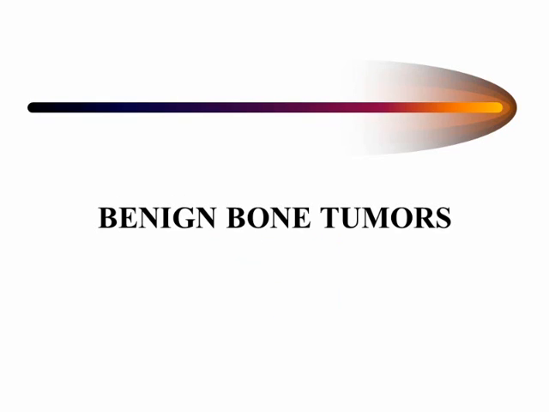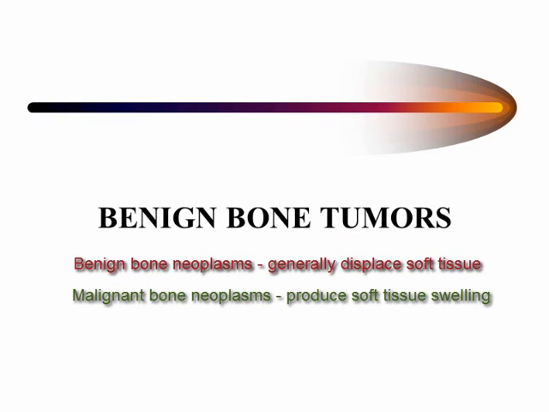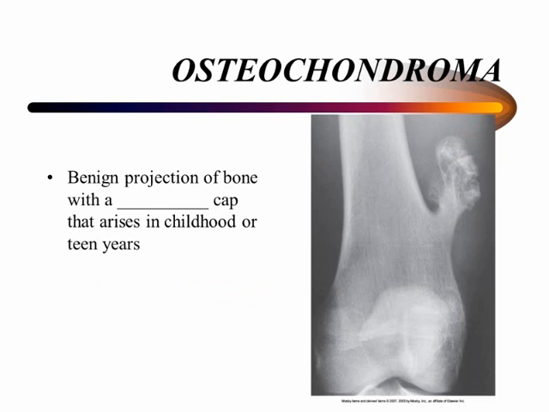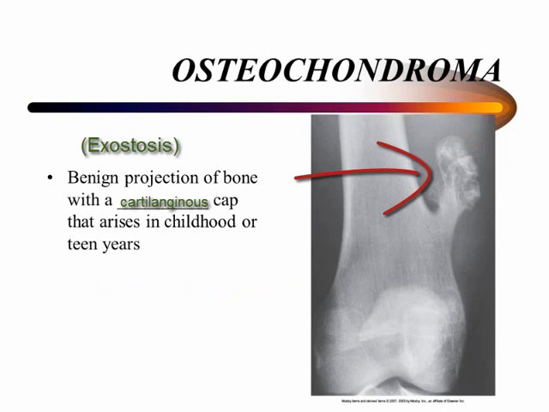Benign bone neoplasms generally display no soft tissue swelling, whereas malignant bone tumors produce true soft tissue swelling. When there is bone expansion, an intact cortex with a sclerotic margin usually indicates a benign lesion. An osteochondroma or exostosis is a benign projection of bone with a cartilaginous cap that arises in childhood or the teen years, especially about the knee.